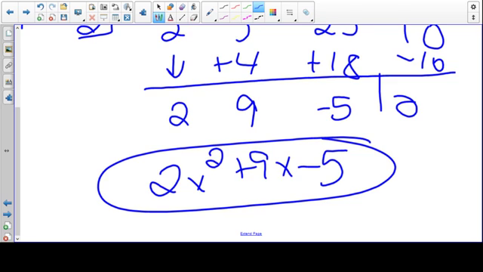So if you got your answer is 2x squared plus 9x minus 5, that is what you got.